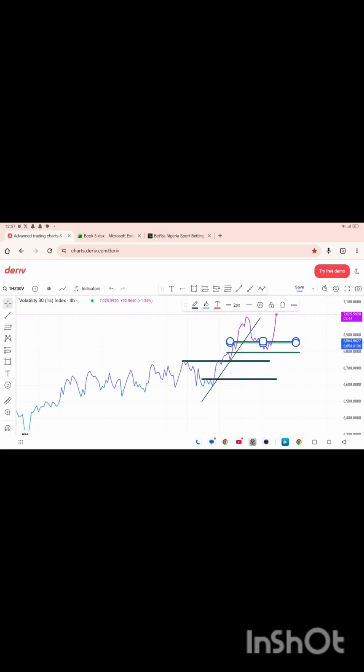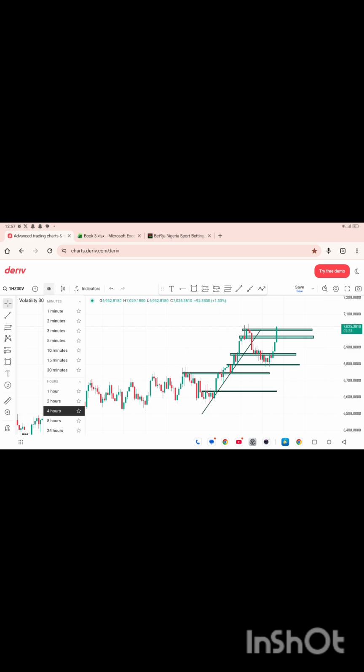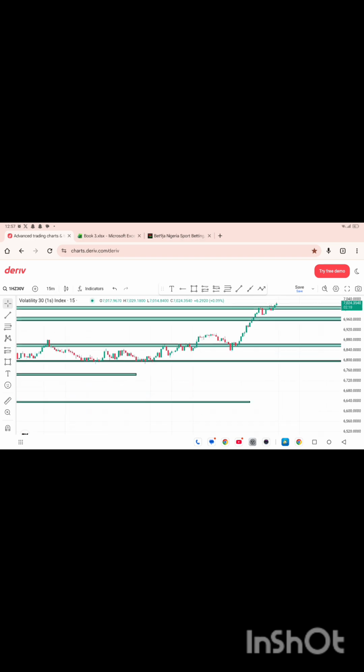So you can see this is it. And then we have this last one here. We have another one here. Mark out this one again. Then the last one. So you can see now, then I change it back to my candlestick, and then move to my 15 minutes and see how it's going to be playing out.